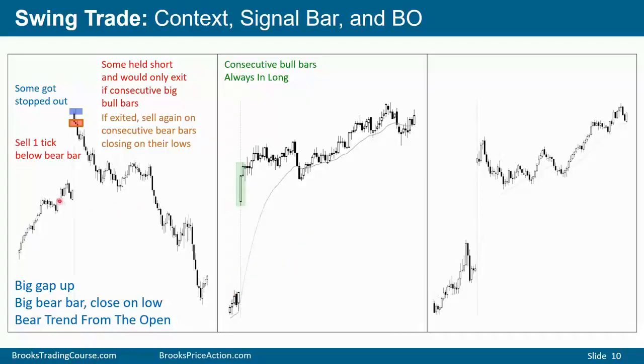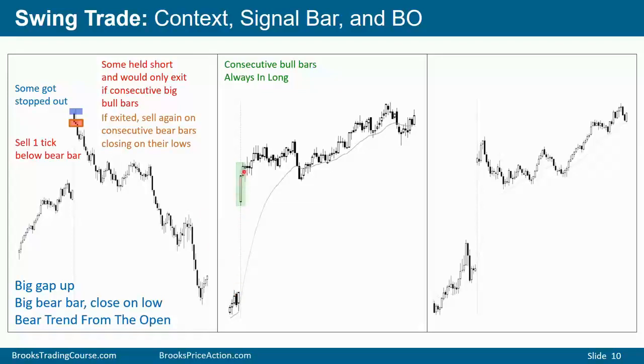Big gap up here, big gap up here. First bar, big bear bar, and then several bear bars. First bar, bull bar, and then another bull bar. Consecutive bull bars, always in long. When you see consecutive bear bars on a big gap up or a big gap down, the day is probably not going to be a bull trend day. It'll probably either be a trading range or a bear trend day.